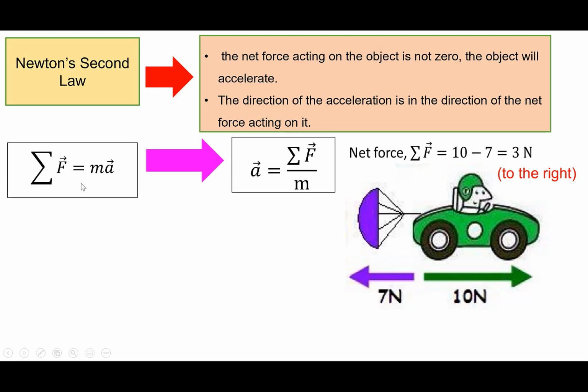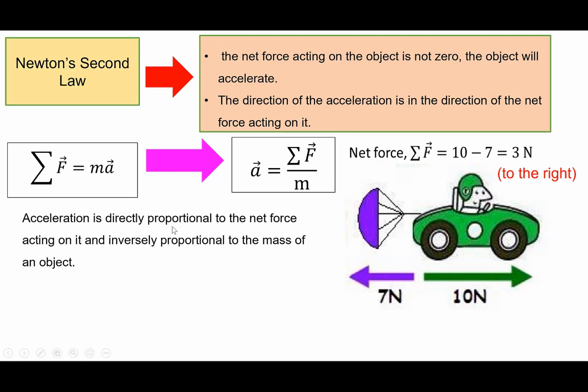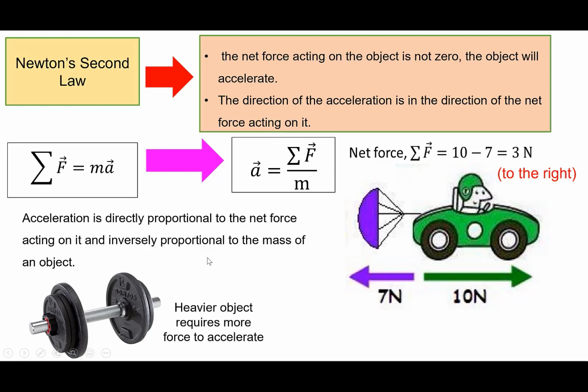We have the equation F equals ma. When we rearrange, we get acceleration equals summation of net force divided by m. So we can see the relationship that acceleration is directly proportional to the net force acting on it and inversely proportional to the mass of the object. So we could understand that a heavier object requires more force to accelerate and a lighter object requires less force to accelerate.